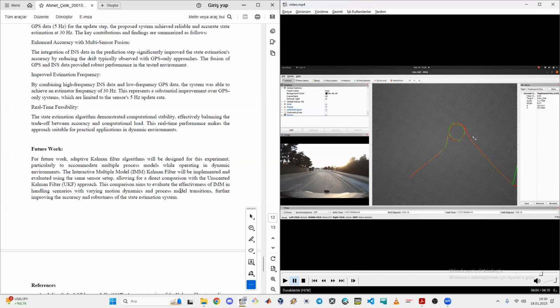That is why we are going to analyze and implement the adaptive Kalman filter. The interactive multiple model Kalman filter will be implemented and evaluated using the same sensor setup, allowing for a direct comparison with the unscented Kalman filter approach. This comparison aims to evaluate the effectiveness of IMM in handling scenarios with varying motion dynamics and process model transitions, further improving the accuracy and robustness of the state estimation system. Thank you for listening.